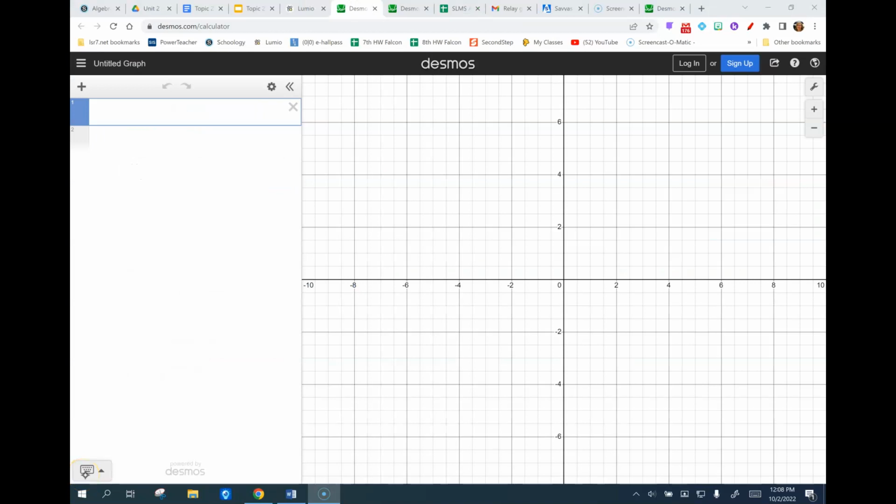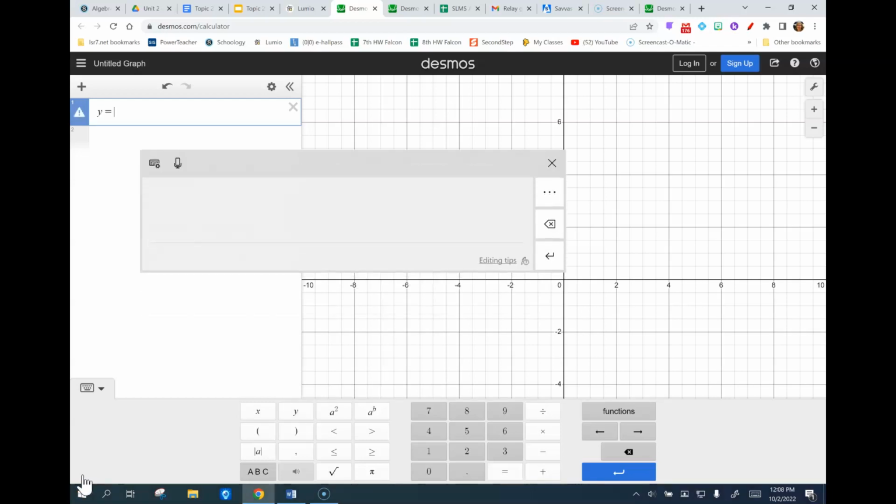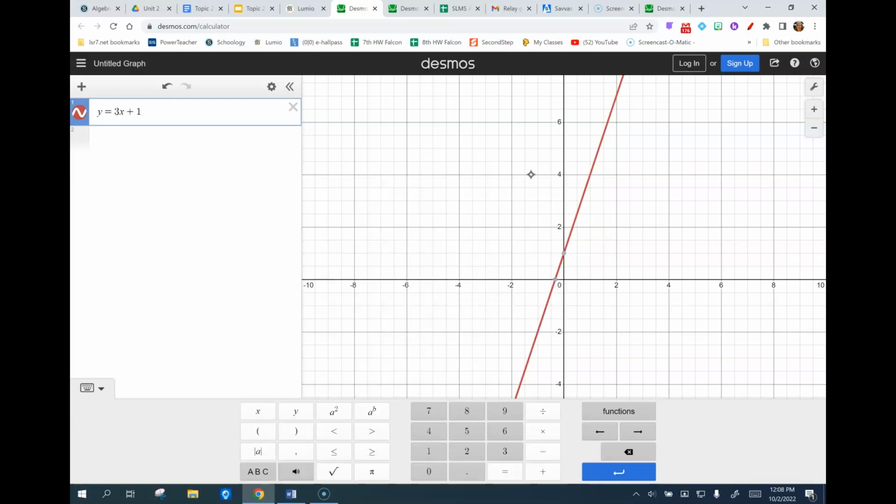So this is the Desmos graphing calculator, and you can use your keyboard to put equations in. You can also use right down here. Hopefully you can see this. I'm going to click on it right now, and that bottom left-hand corner, it gives you a keyboard. And the first one we're going to type in is y equals 3x plus 1. I could also, on my computer, write it in. So my first line is in red, and that's going to be helpful.